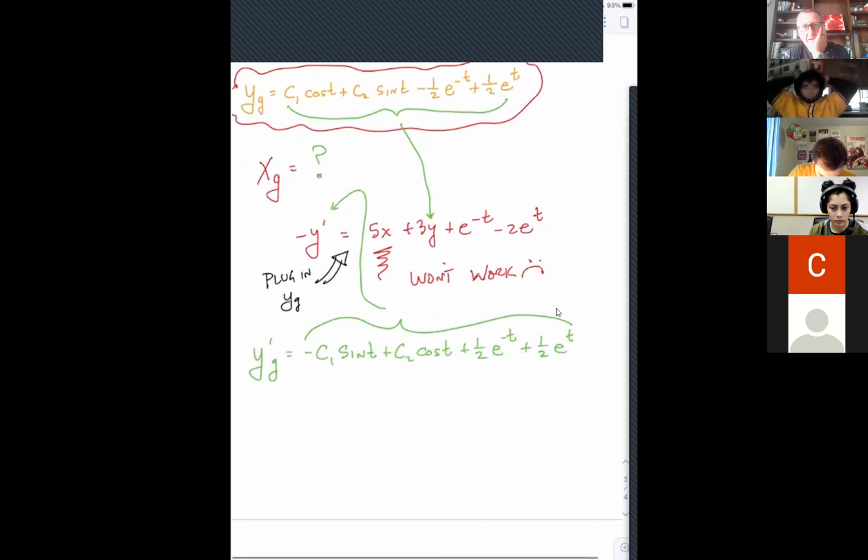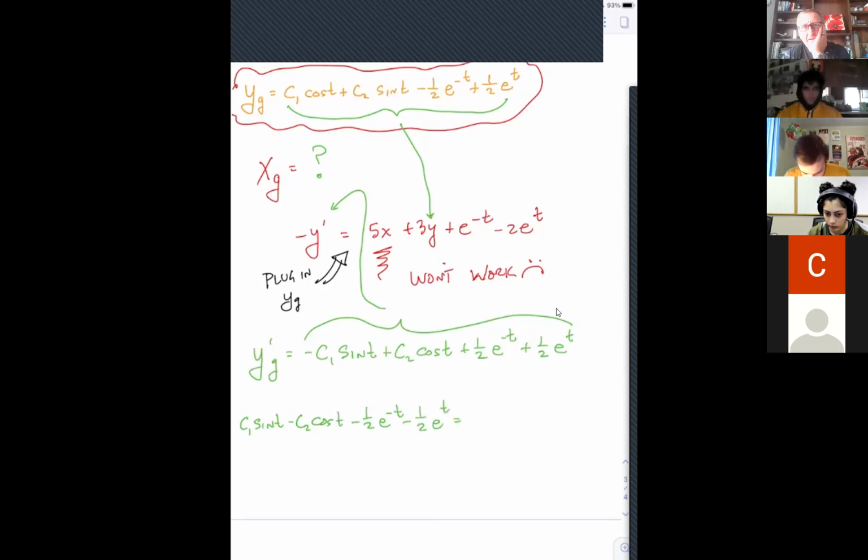Let's see what happens. It says negative y prime, so I've got to change the sign of all that stuff. So I've got C1 sine of t plus C2 cosine of t, except I didn't change the sign like I just said. Change all the signs: minus a half e to the negative t minus a half e to the t. So there's the left side, and then I've got 5x. I don't do anything with that because I want x's.